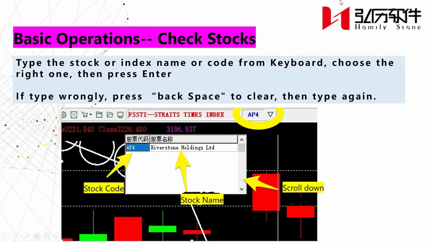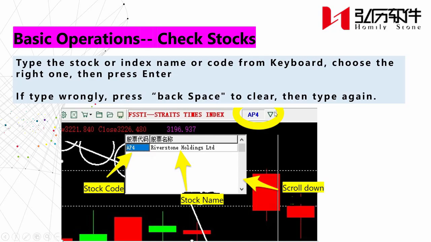So how to check the stock? We click the chart analysis, and then enter the candlestick chart. We just key in the name or the stock code from your keyboard and then press enter. So the stock we want will appear. We can choose the name or the stock code number. In the Singapore market, the code number is 3 letters and 3 numbers. The Malaysia market is 4. The Hong Kong market is 5 by default.